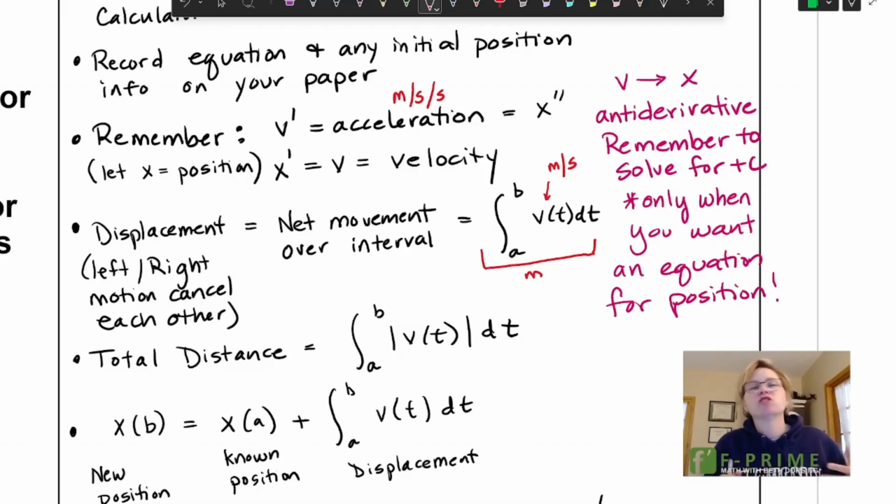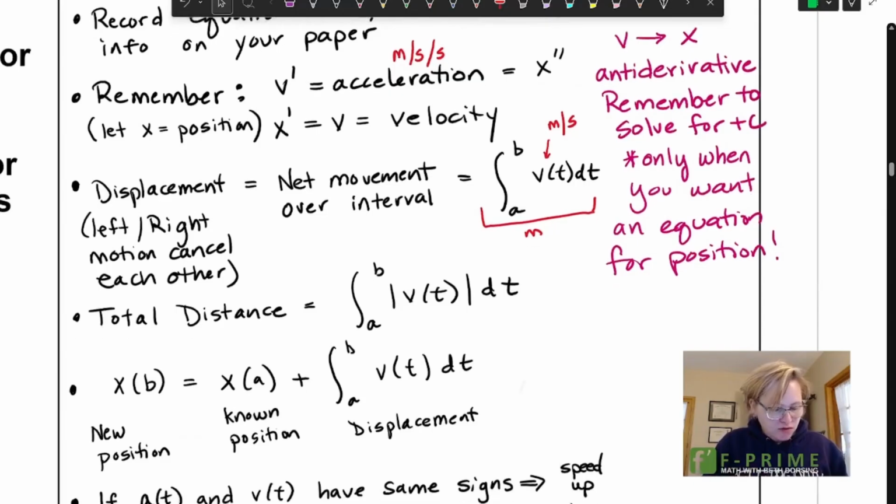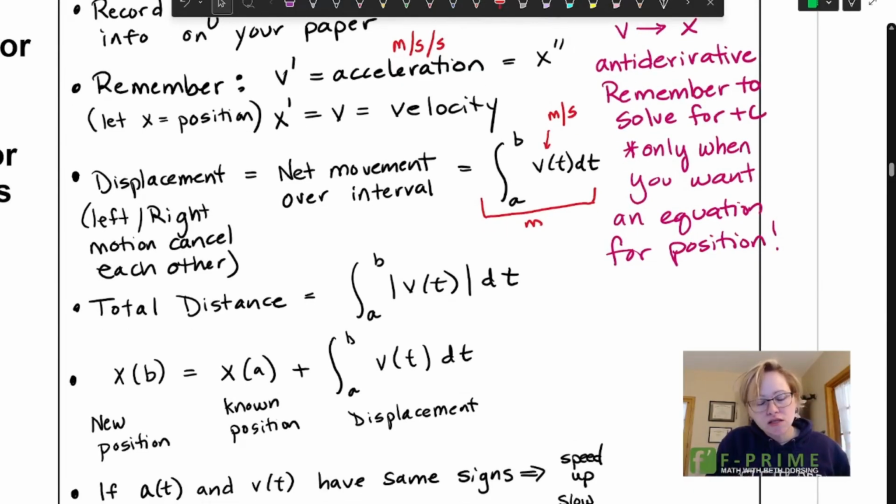So those units are going to shift every time we do a derivative or an antiderivative. Some other things you're going to be asked for is the total distance. That's a big one, and that's simply the absolute value.